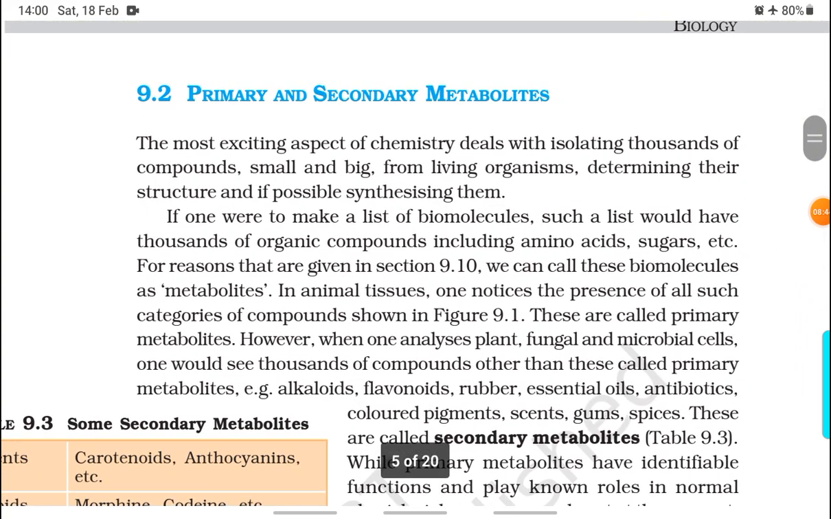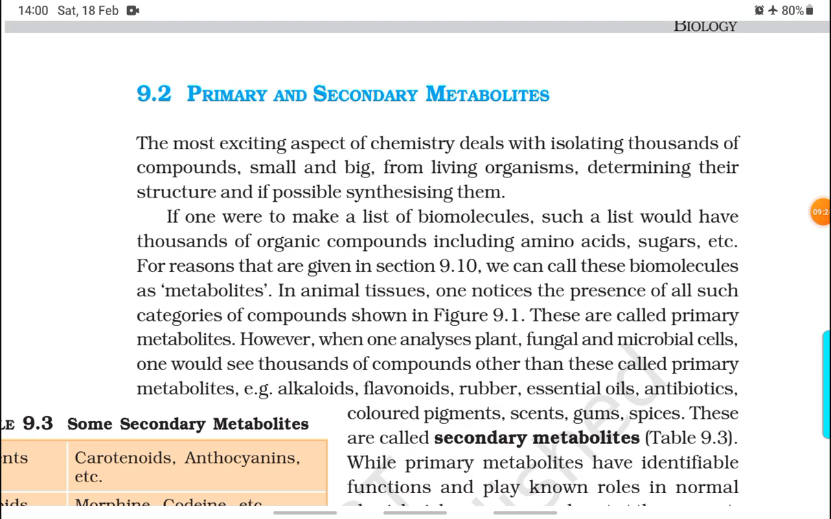Primary and secondary metabolites. The most exciting aspect of chemistry deals with isolating thousands of compounds, small and big, from living organisms, determining their structures and, if possible, synthesizing them. If one were to make a list of biomolecules, such a list would have thousands of organic compounds including amino acids, sugars, etc. For reasons that are given in section 9.10, we can call these biomolecules metabolites. In animal tissues, one notices the presence of all such categories of compounds shown in the figure. These are called primary metabolites.